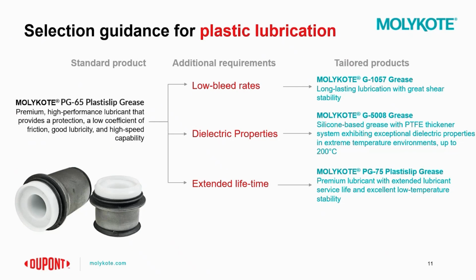A good low bleed grease for plastic lubrication that we can consider is MOLYKOTE G1057, which is a low bleed PAO based grease, which provides good long-lasting lubrication with good shear stability. So it's a great product when you're looking at applications that require low bleed. That would be pretty specific to applications in maybe consumer electronics, where you are looking for low bleed as well as easy dispensability. So a good tailored product for such applications would be G1057.